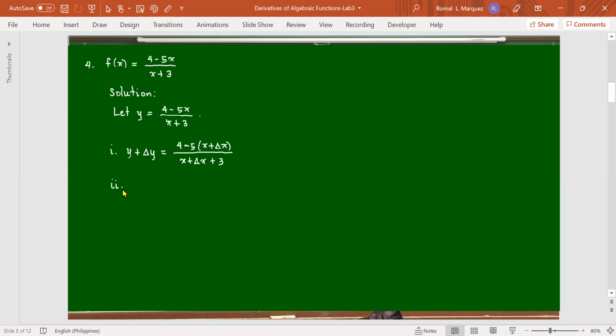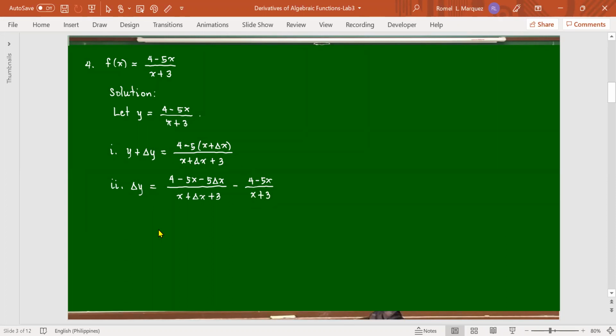Then, second step is to solve for delta y. So in the numerator here, we have 4 minus 5 times (x plus delta x), all over x plus delta x plus 3. Then minus y. What is our y? Minus 4 minus 5x all over x plus 3.